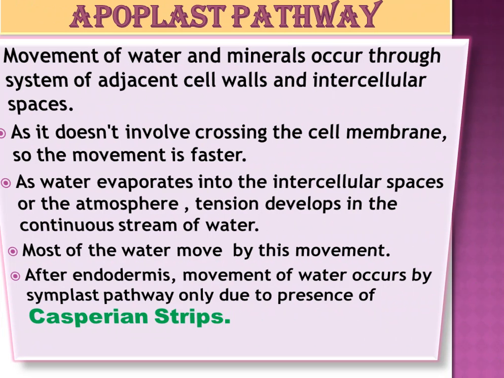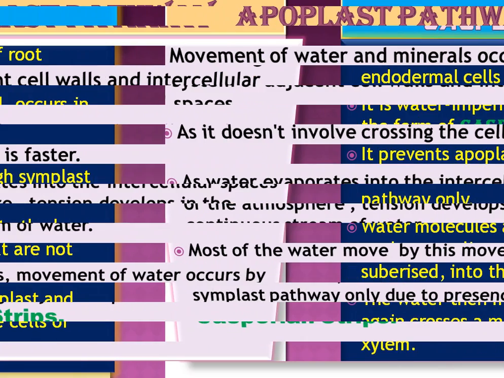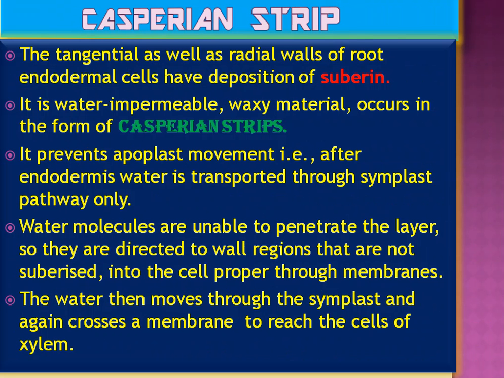After endodermis, movement of water occurs by SYMPLAST pathway only due to presence of CASPARIAN strips. CASPARIAN strips: the tangential as well as radial walls of root endodermal cells have deposition of suberin. Suberin is water impermeable, waxy material, occurs in the form of CASPARIAN strips. It prevents apoplast movement, that is, after endodermis, water is transported through SYMPLAST pathway only.